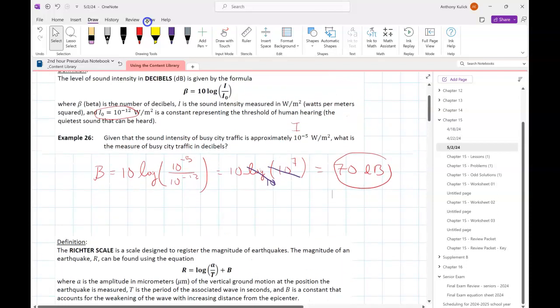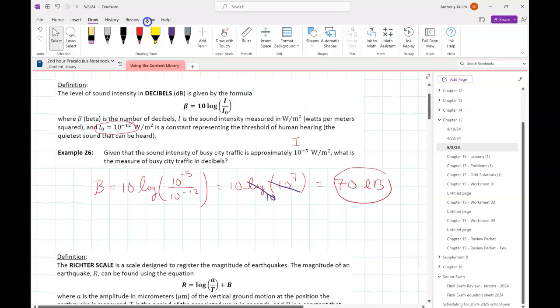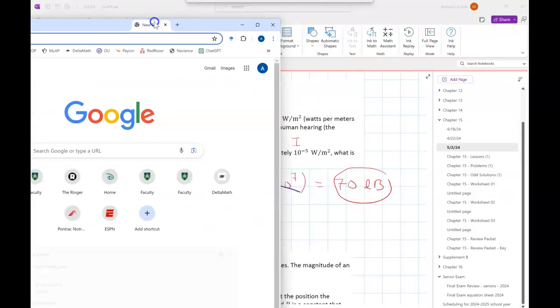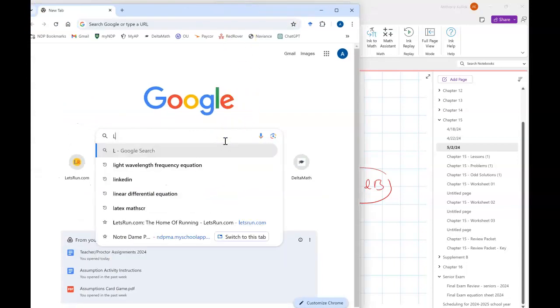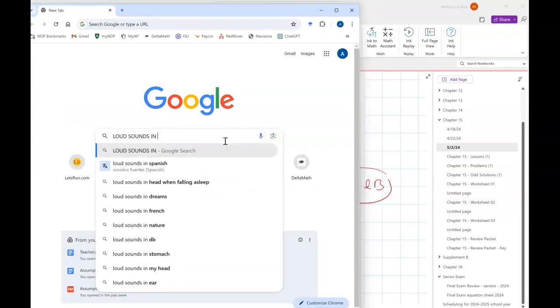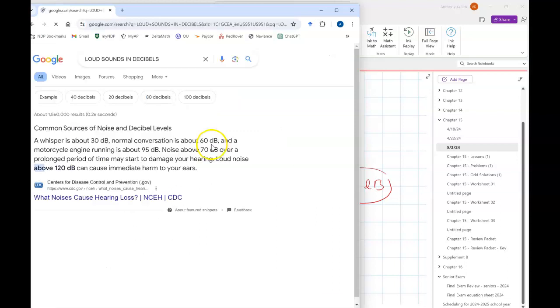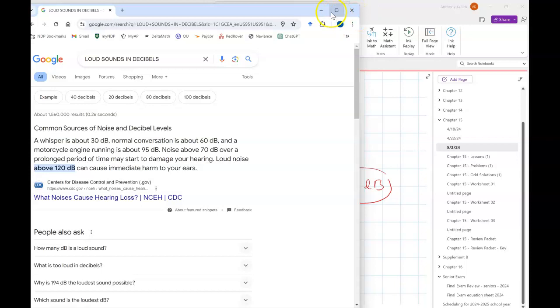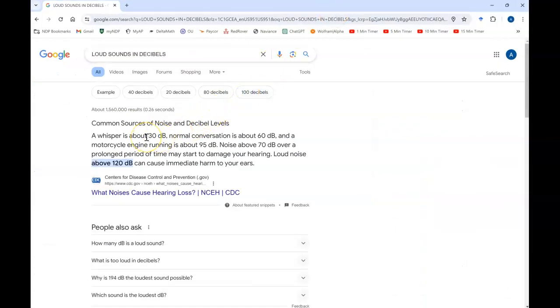What's a lot of decibels? Well, I mean, 70 is pretty loud. That's like busy traffic, I'm guessing. I don't know. Let's look. All right, let's see. A whisper is 30. Loud noises above 120 can cause immediate harm to your ears. A motorcycle engine is about 95.